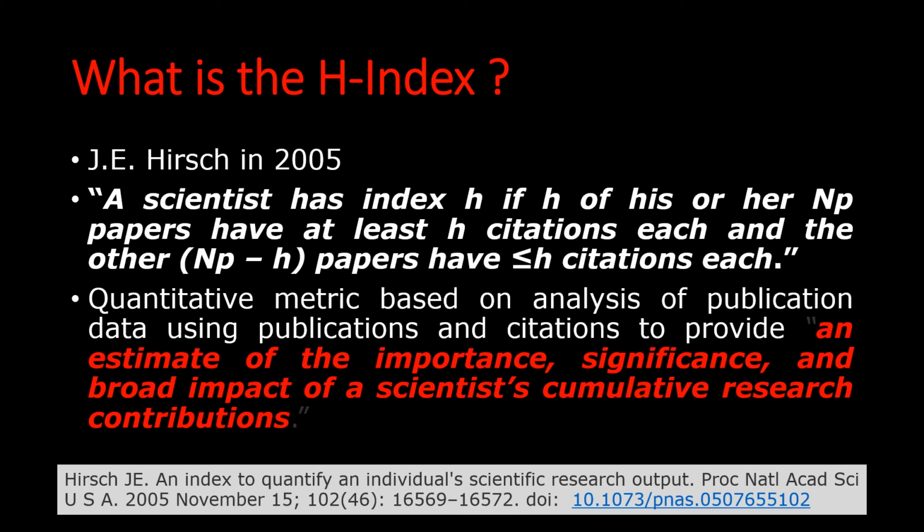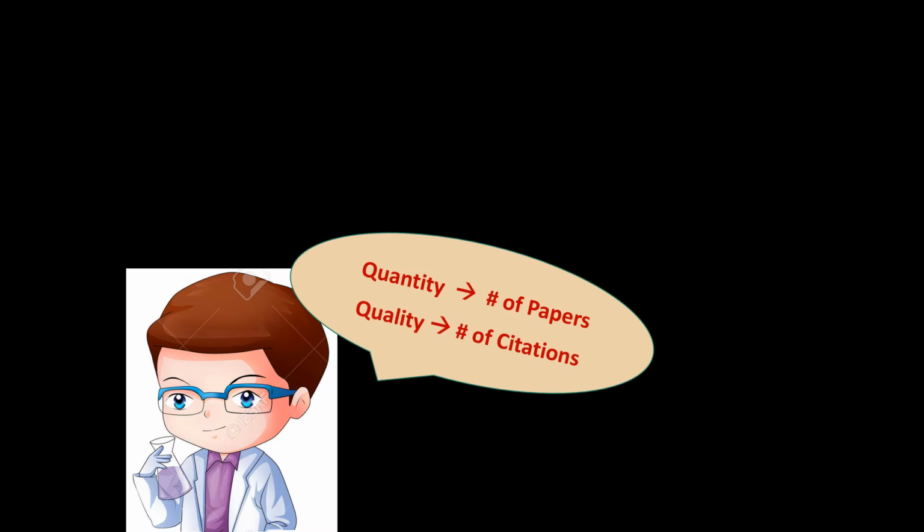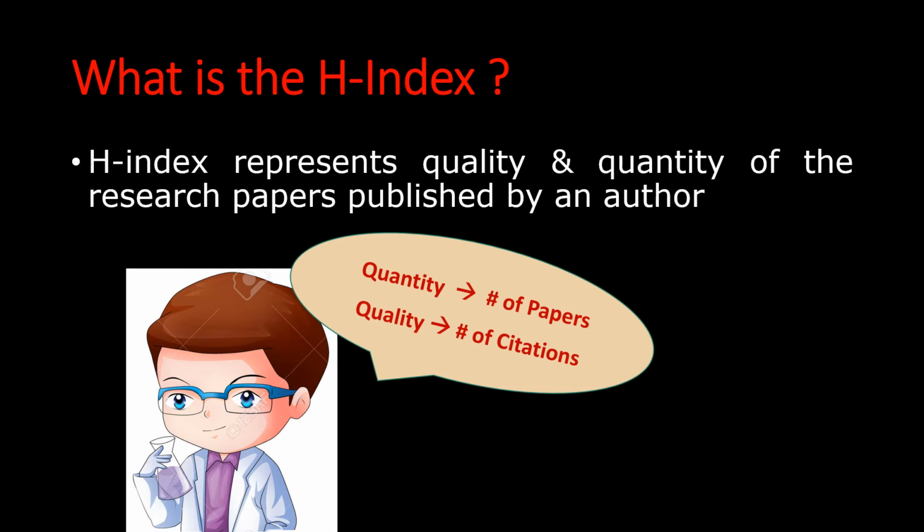Some scholars even use the H-index as a sign of self-worth. The higher the H-index, the more popular a scientist you are in your particular area of work. It makes it easy for non-experts also to evaluate a research contribution in the particular field. So we could simply say that the H-index is the parameter which represents the quality and quantity of the research papers published by a particular author.